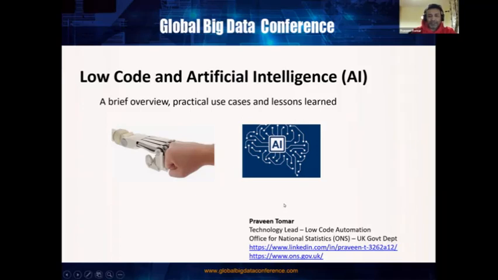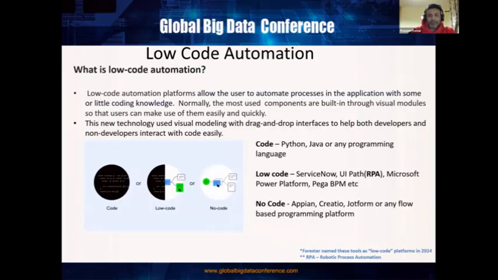Sorry, give me a moment. Oops, sorry. Yeah. So let me start with what is low code automation, right?